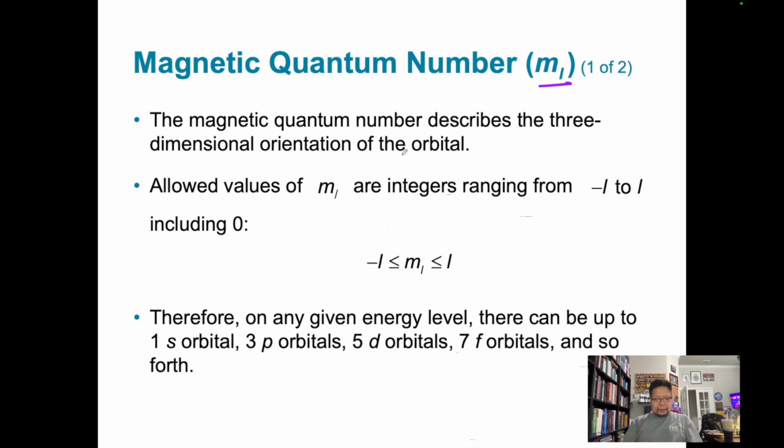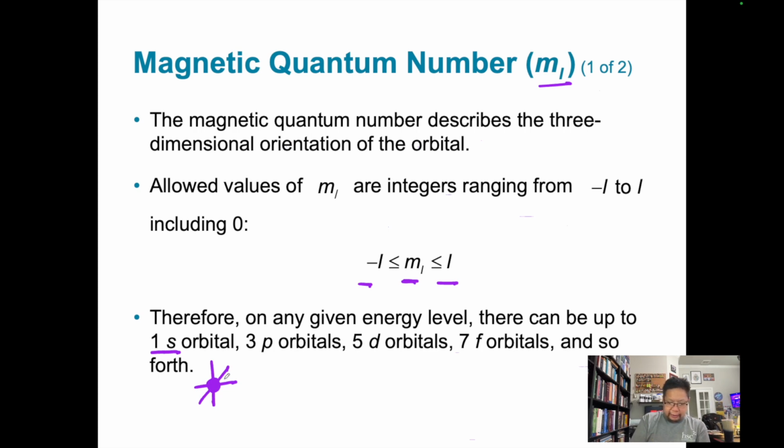What's interesting here is that m sub l can be anything from minus L up to L. That is, minus L is less than or equal to m sub l, which is less than or equal to L. What does that actually mean? Well, for example, we know that there's only one s orbital, that sphere I showed you a second ago. You'll see a better picture of it in a second.